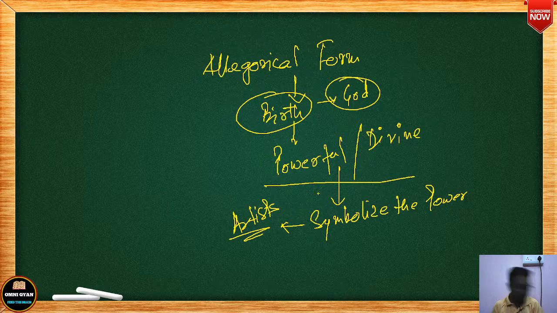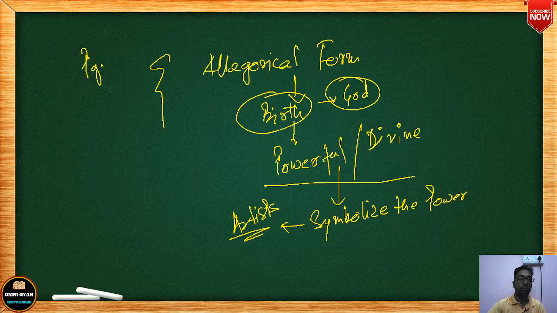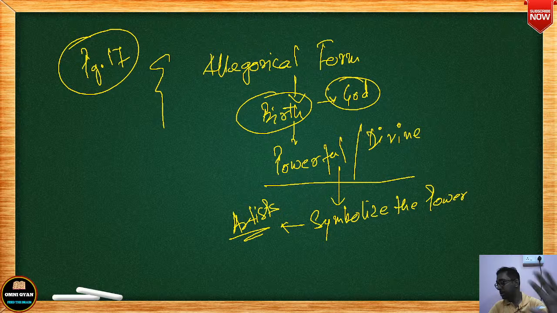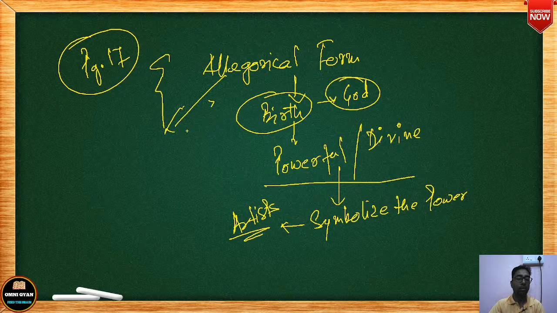I am explaining from page 17. Now tell me whether this explanation is clear to you or not. Allegorical form matlab it is a kind of a symbol, the hidden symbol.